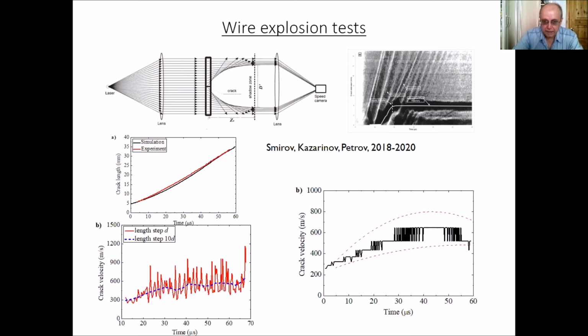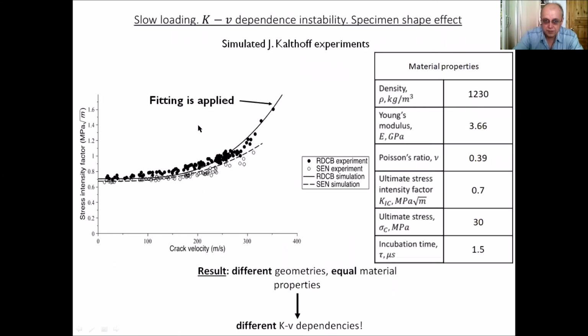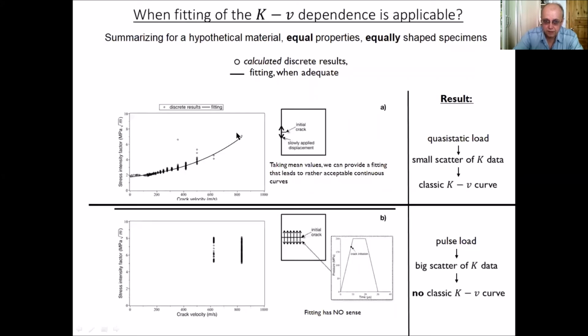Now let's come back to slow loading and to what I meant by fitting in the case of Kalthoff's experiments. I meant that even in the case of slow loading, there is a discreteness in V and scatter in stress intensity factor. But if we take mean values here, I can provide a fitting that leads to rather acceptable continuous curves. So this fitting was applied here just to get these continuous curves. So actually we have this picture.